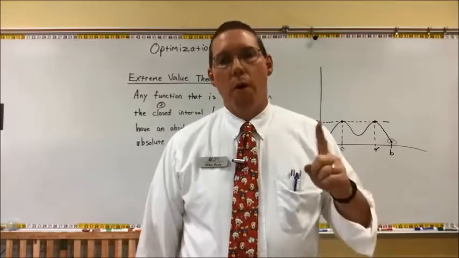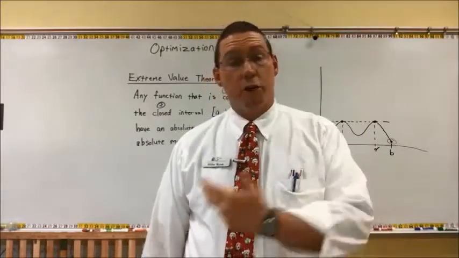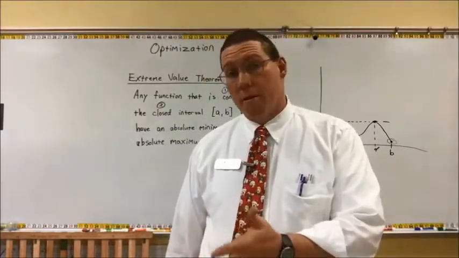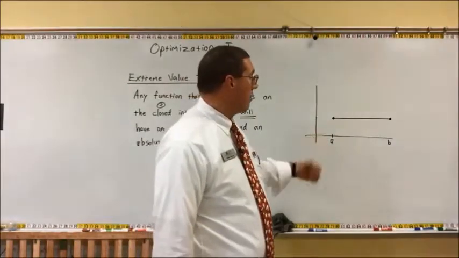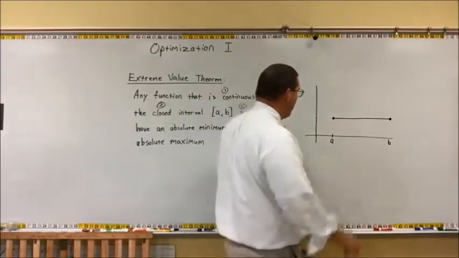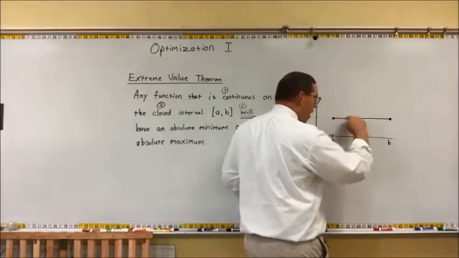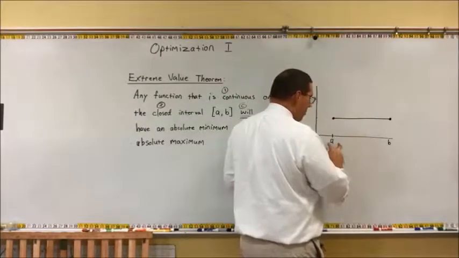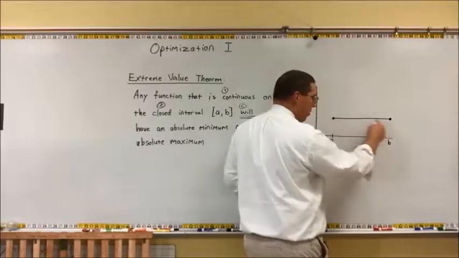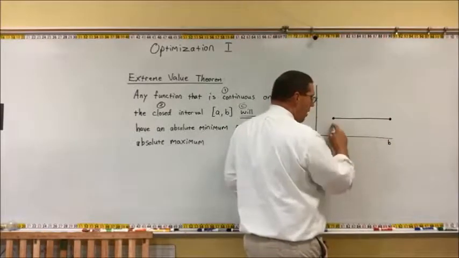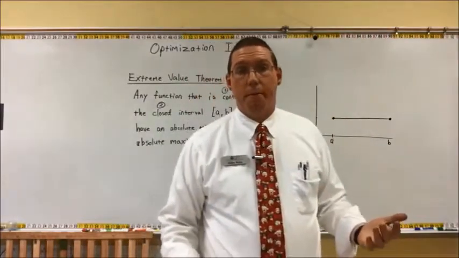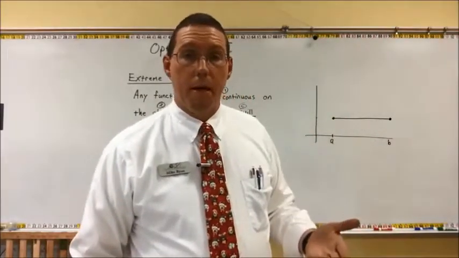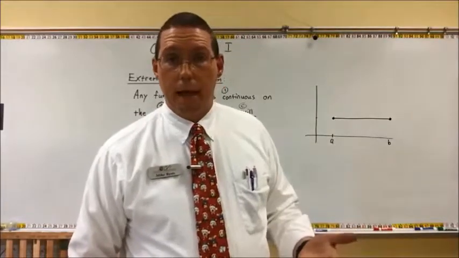Now let's look at one more situation where the extreme value theorem can be applied, but it's a little strange. All right, here's what we have. We have a constant function where the function itself is constant. It's flat. And so from A to B, the function is continuous. A and B are included. We have closed circles, so the extreme value theorem can be applied. So therefore, there must be an absolute maximum and an absolute minimum.